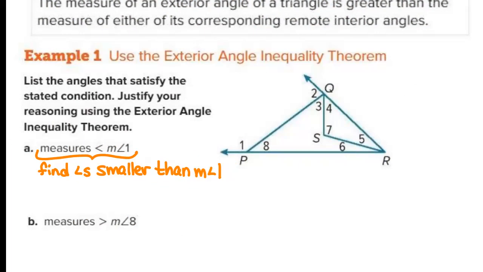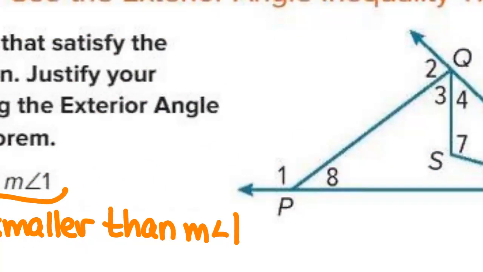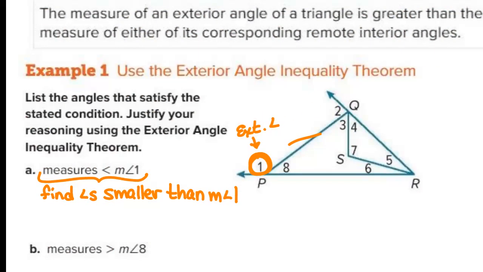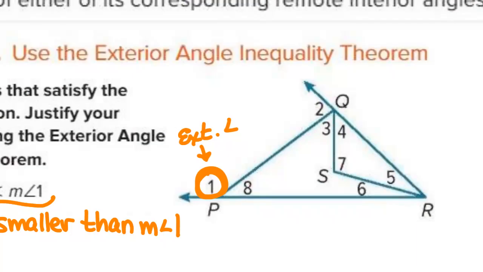Is angle 1 an interior angle or an exterior angle? It's exterior. It's right here. So I'm going to look at the triangle that it's an exterior angle for. That's going to be triangle PQR. Because while I have this weird little triangle over here, angle 1 does not touch that little triangle. To be an exterior angle, it has to be right up next to it. It has to be touching that triangle. That's what makes it an exterior angle there.